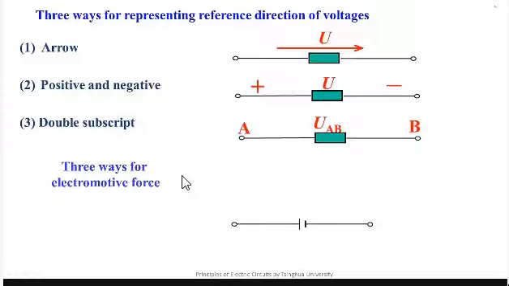And then let's review three ways for representing the electromotive force. Remember its definition is different from the voltage. According to the definition of the electromotive force, we know the potential is increasing in the direction of the arrow. If it is represented by positive or negative, the positive terminal is E higher than that of the negative terminal. If it's represented by double subscript, it increases from potential B to A, which is EBA. So you need to compare the difference between the ways for representing the voltage and the electromotive force.